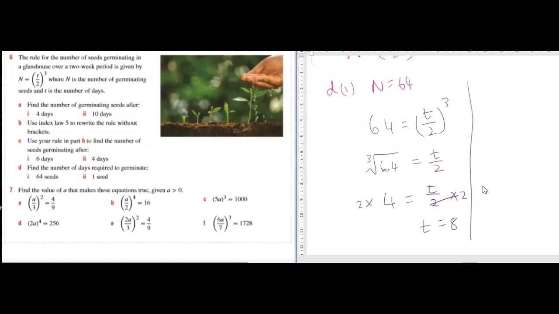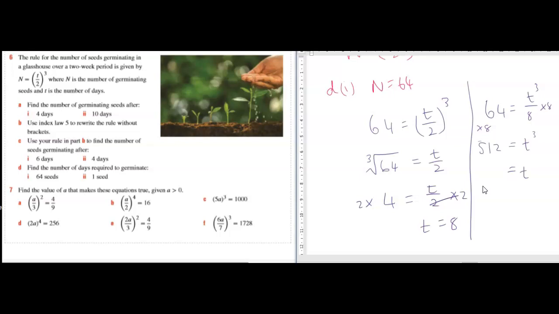Now, if you wanted to use the other equation that we did in part B, so 64 equals t cubed over 8, you can multiply both sides by 8, which leaves us with t cubed. Oh, I thought it was going to make things easier, but no, it's not. So we're going to have to do 64 times 8, and I am using my calculator now. 512. Okay, not as easy as I thought it would be.